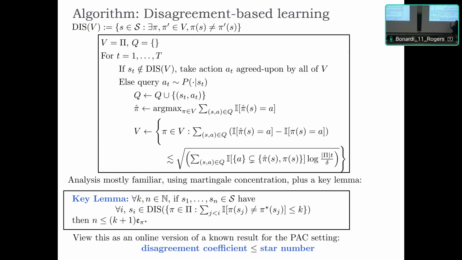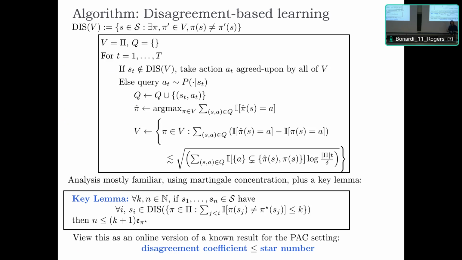So the lemma says that for any k and n, if you have a sequence of n states such that for all states in the sequence, the state is in the region of disagreement of the set of policies that make at most k mistakes so far on the prefix of the sequence, then the length of that sequence can be at most k plus 1 times the eluder dimension.